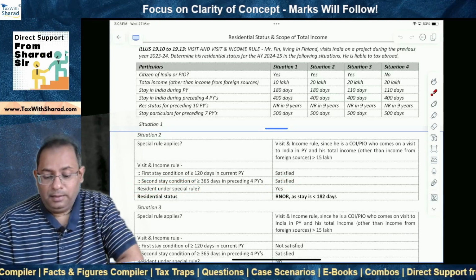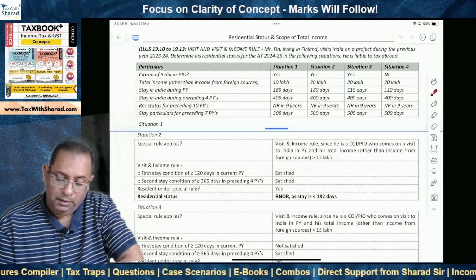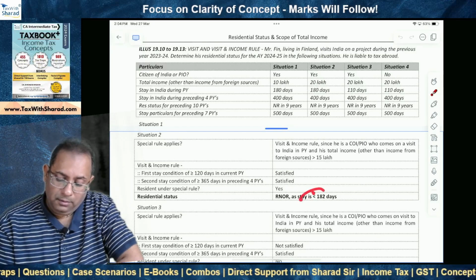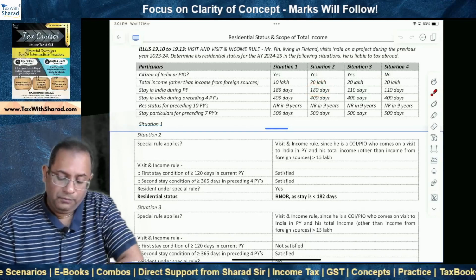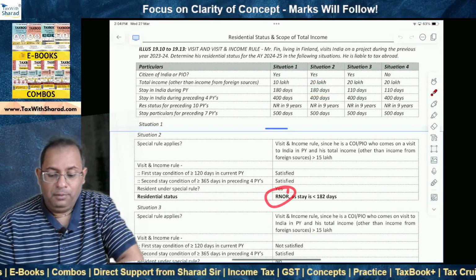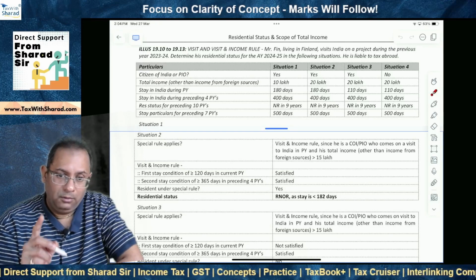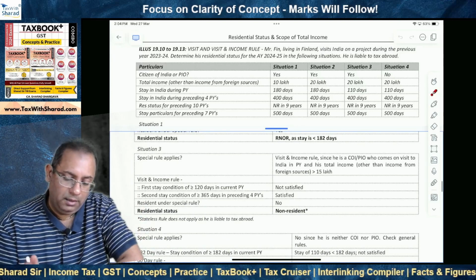And once he is a resident under the visit and income rule, and we also find in the question that his stay in the current year is less than 182 days, it is 180 days, therefore the person will become an RNOR, because under the visit and income rule, if all the conditions are satisfied, the person cannot become ROR, he can only become RNOR. So the answer will be RNOR in this case.